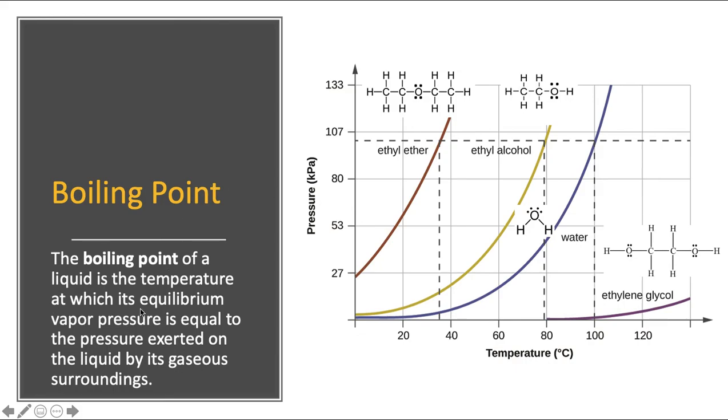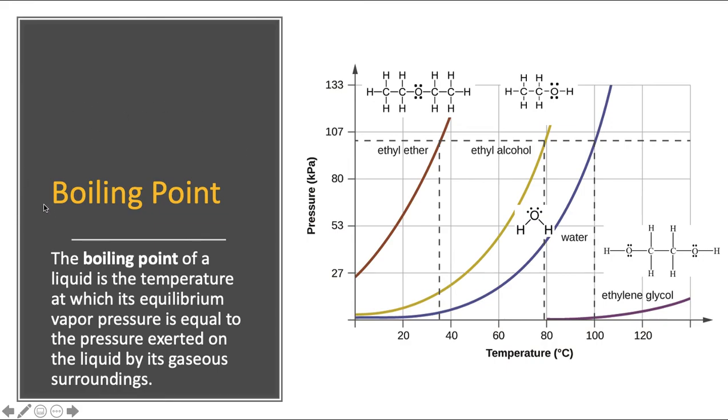Now, remember, the atmospheric pressure, or the pressure exerted by the gaseous surroundings, will be different depending on whether you live in Colorado or Michigan. But if I'm taking the boiling points of compounds at the same altitude, that outside pressure, what we call atmospheric pressure, does not change. And therefore, what is going to change is the vapor pressure. So for those liquids that have high vapor pressures, they're going to reach a boiling point much sooner than those that have low vapor pressures.